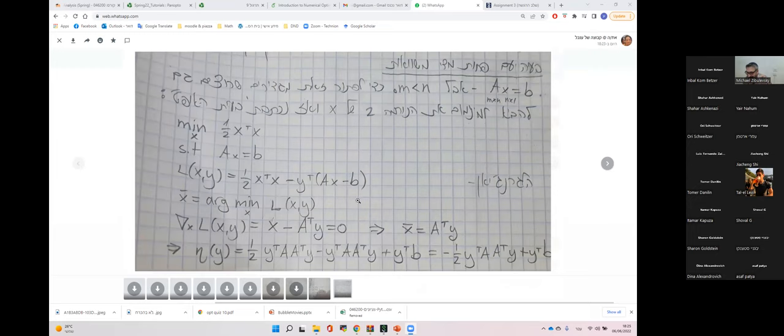And when we put this in the Lagrangian, we get the dual function, which can be seen here. And this term and this term are the same. So the final form, we can see it right here. It's minus one half y transpose A A transpose y plus y transpose b. Okay.